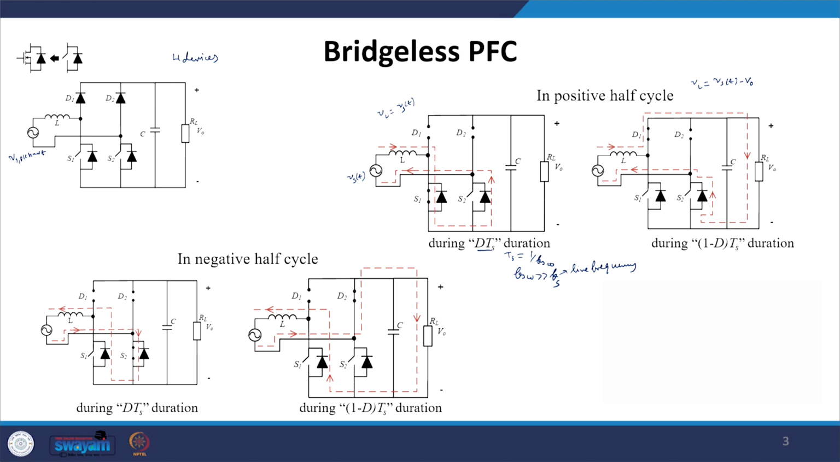In the negative half cycle, during the DTs duration, as in the case of the positive half cycle, we give a gate signal, but instead of giving the gate signal to the S1 switch, we are giving the gate signal to the S2 switch. As a result, this S2 switch turns on, and the current will start flowing through this, and finds its pathway backwards to the source via the body diode of the MOSFET.